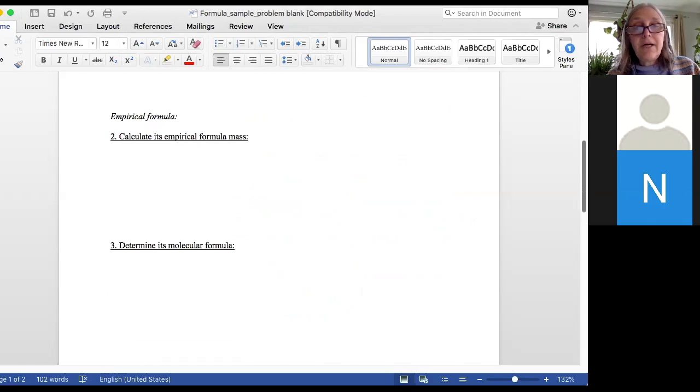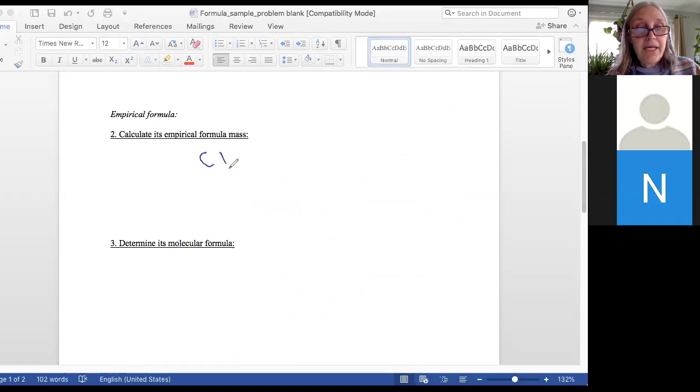So I'll just rewrite the empirical formula here. CH2O. The rest of that information we don't need anymore. We're just using it to get this. So that's the empirical formula. And then now we're going to calculate the empirical formula mass. And basically a formula mass is the same as any formula mass. It's just the mass based on this formula.